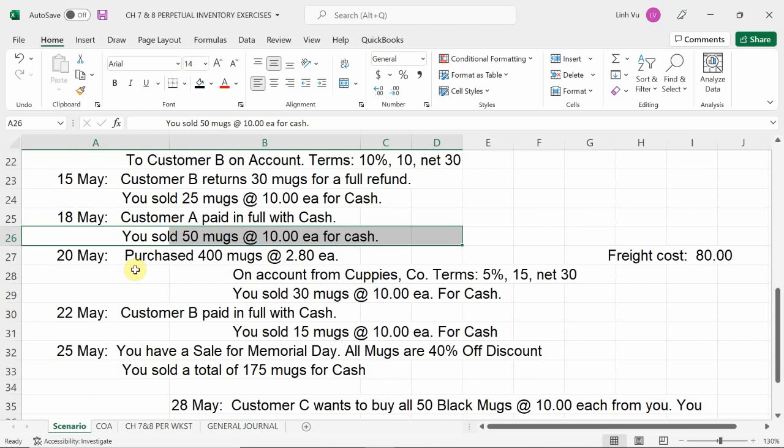Now on May 20th, we end up purchasing 400 units of mugs at $2.80 each, with a freight costing $80. And of course, we place it on an account from Cuppies Co. with terms of 5%, 15, net 30. So in this case, we purchased 400 mugs at $2.80 each with a freight of 80.